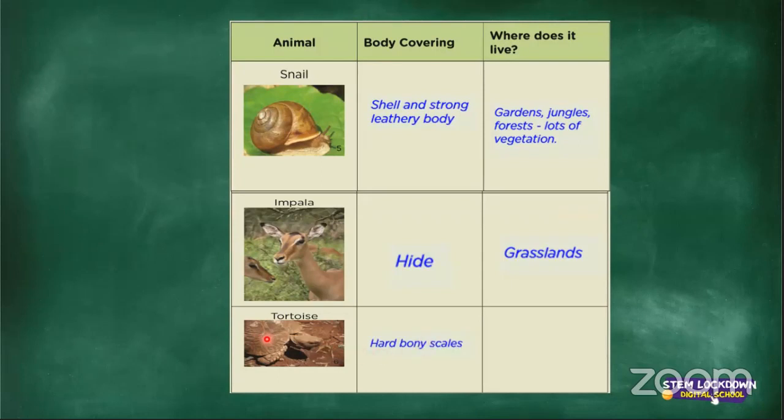Okay, these are actually hard scales on the tortoise. Where does the tortoise live? Here by me, there are a lot of them in the Western Cape. They can be found in grasslands and deserts. Right, guys, we're going to move on to the next slide. We will be looking at some more of these animals.